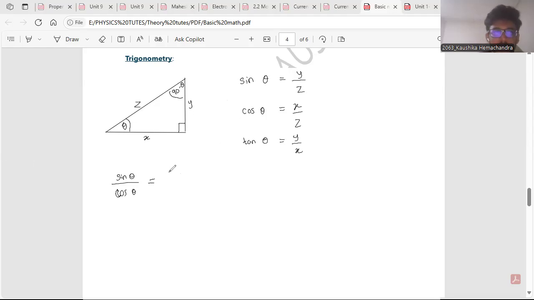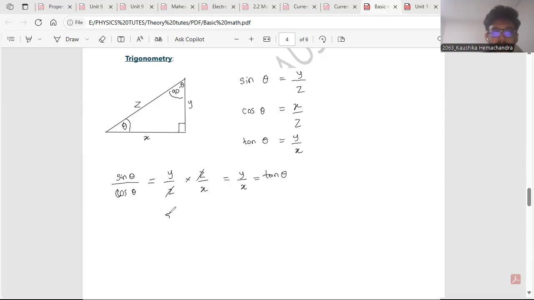So sine theta is y over z. Cos theta is x over z. Divide by x over z. Dividing by something, you can multiply by the inverse, so multiply it by z over x. The z gets cut, which is equal to y over x. Y over x is opposite over adjacent, which is tan theta.